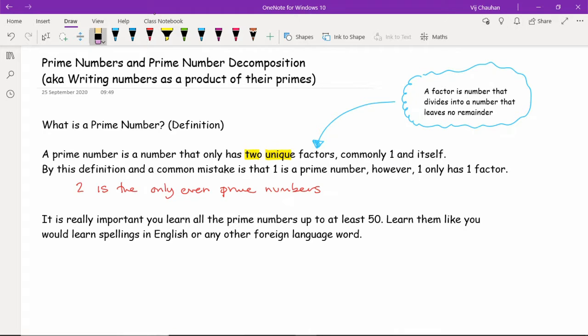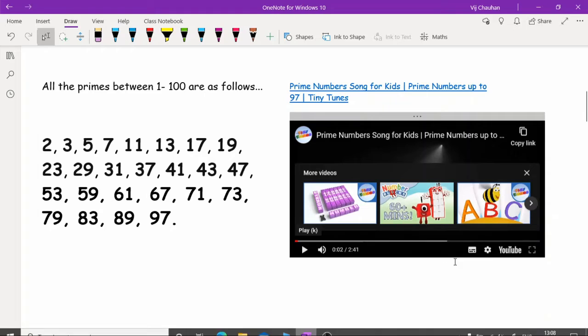Another thing you need to know is that knowing your prime numbers is a really important skill. Regardless of whether you're from year 7 or age 11 all the way up to age 16, it's really important you at the very least know your prime numbers up to 50. Personally, if you get up to 100, that's probably what's expected, but at least up to 50 you should be fine. And I'd strongly recommend that you learn them just like you would for a spelling test in English or learning spellings in a foreign language.